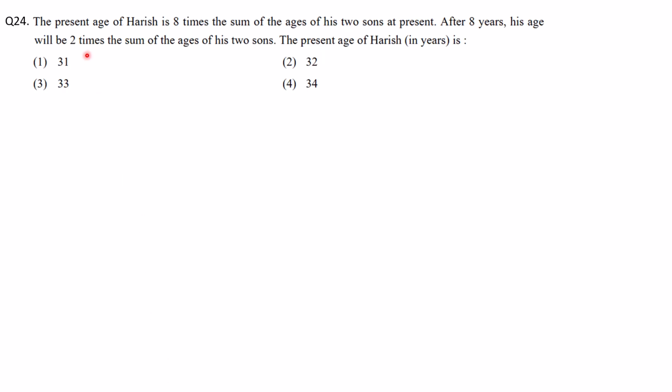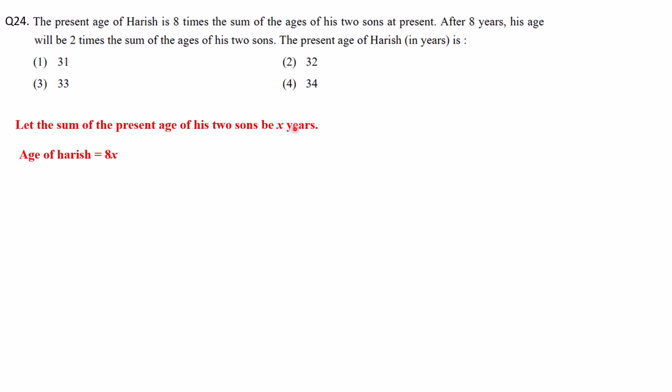Now question number 24. The present age of Harish is 8 times the sum of the ages of his two sons at present. After 8 years, his age will be 2 times the sum of the ages of his two sons. You have to find the present age of Harish in years. So let me assume that the sum of the present ages of his two sons be x years. I have taken the sum of both the sons' ages as x years. So what will be Harish's age? Harish's age will be 8x, isn't it? Now in such questions where it is given after 8 years or 3 years ago, first work on this part.